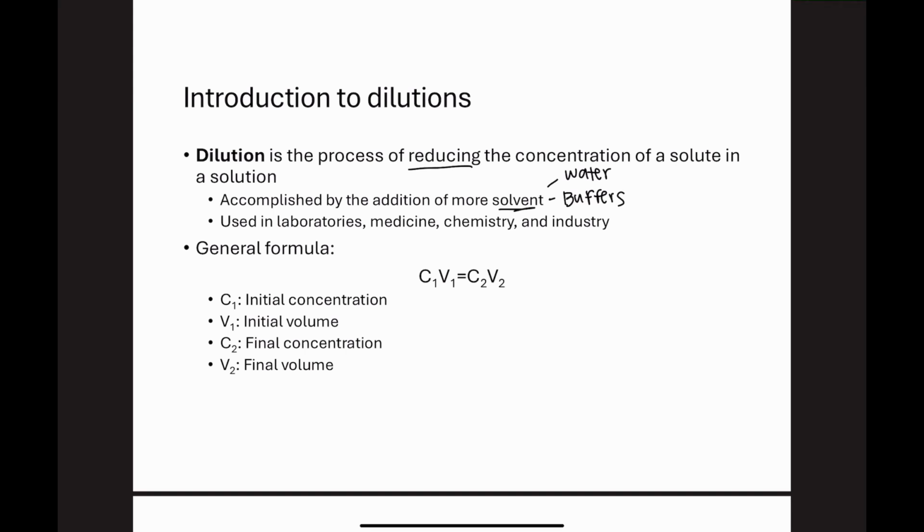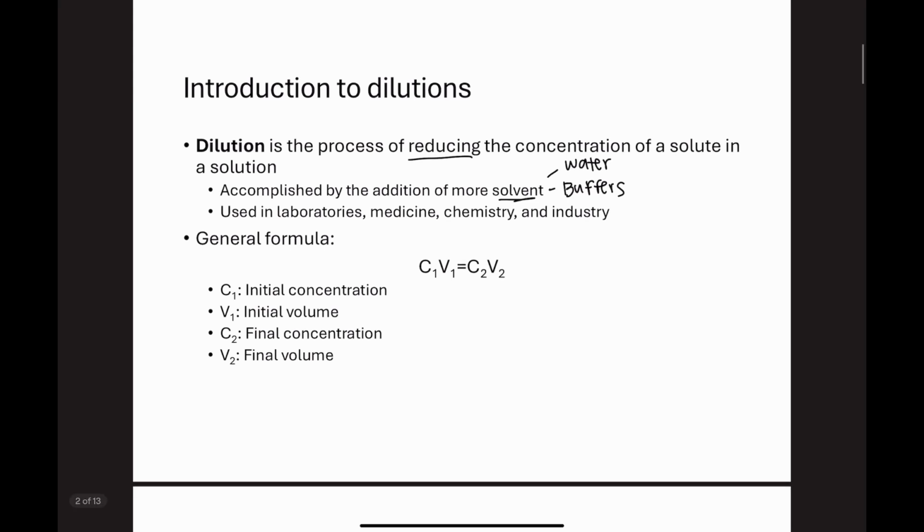So the formula for dilutions is displayed here. It's C1 times V1 is equal to C2 times V2. And C1 is always going to be the initial concentration of our stock solution. V1 is going to be the initial volume of the stock solution. C2 is our final desired concentration. And V2 is our total final volume of the diluted solution. And this formula is going to just make sure that the amount of solute remains constant before and after dilution.